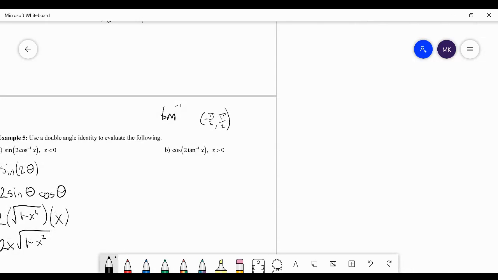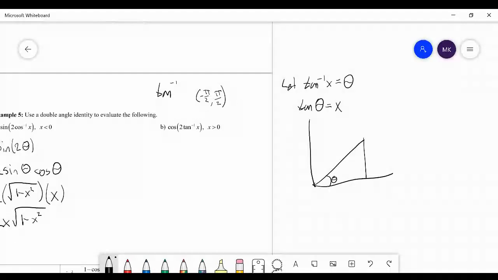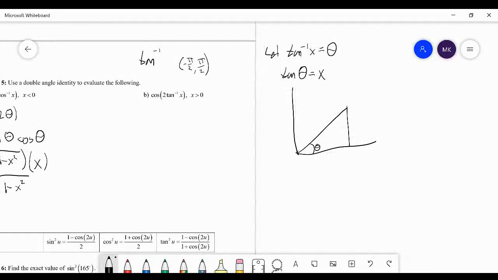So again, we're going to say let tangent inverse of x equal theta, which means tangent of theta is equal to x. So that means our triangle, our angle in the first quadrant, tangent is opposite over adjacent, so x over 1. So that means our hypotenuse here is the square root of x squared plus 1.